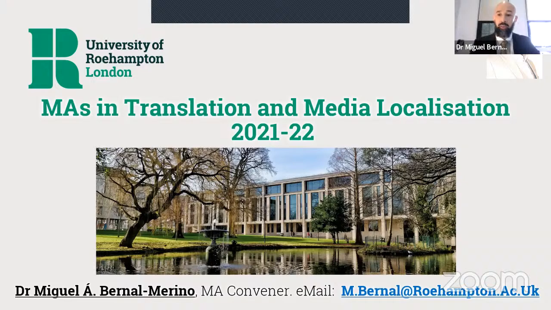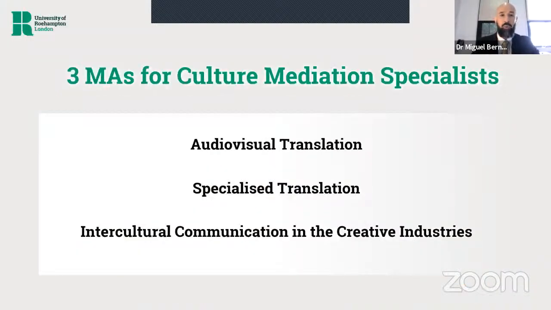That's my email address, so you can send me an email anytime if I don't manage to cover all your questions today. So we have three MAs. The general name could be MA in Translation and Media Localization. Cultural Adaptation is another popular name for that. The three MAs are Audiovisual Translation, Specialized Translation, and Intercultural Communication in the Creative Industries.